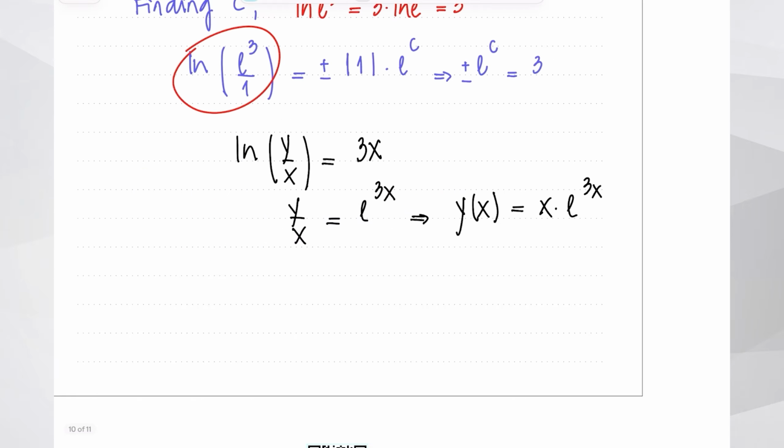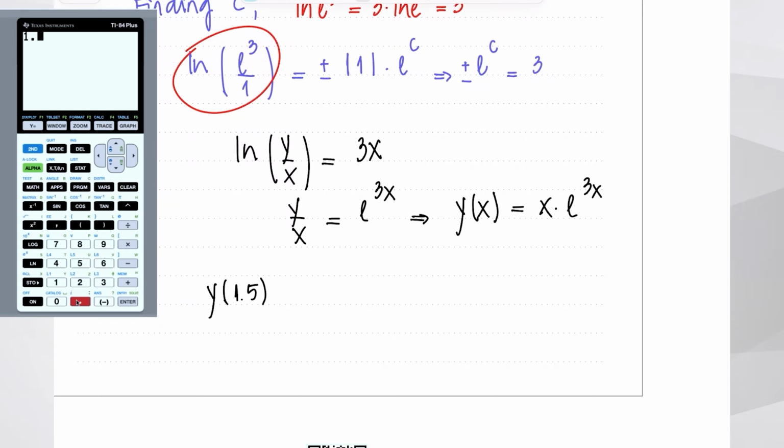Now let's see if we got a good approximation. What is y of 1.5? We need the calculator for this. Y of 1.5 is 1.5 times e to the 3 times 1.5, which is approximately 135. By the way, this is the actual result.